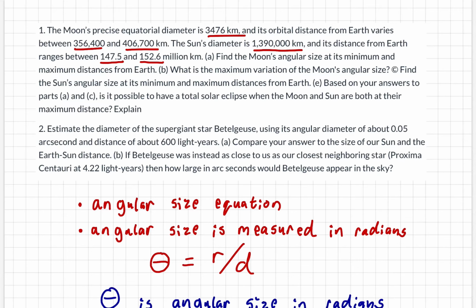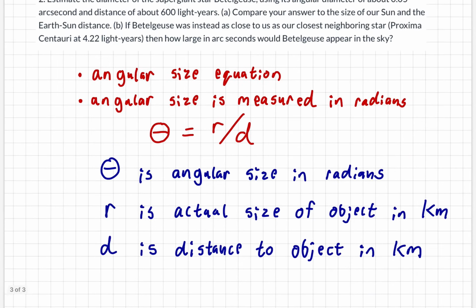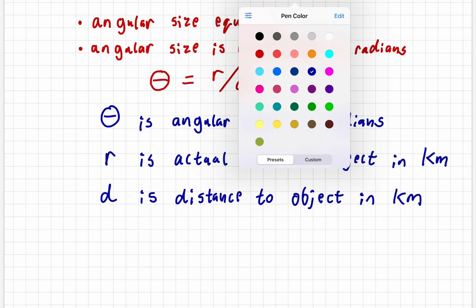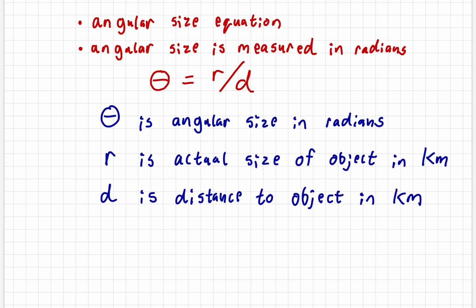Okay, so for part B, you're simply going to take the difference between the maximum angular size and the minimum angular size. Okay, so let's make a note of that. So in 2A, just use theta max equals R over D min, for example, okay?